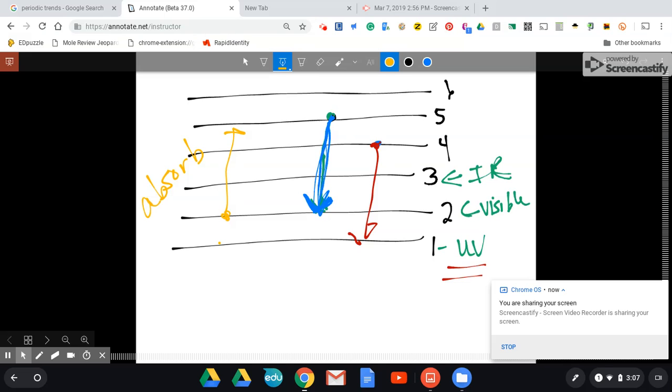Remember, anytime I'm up here and I go to 3, I give off infrared. Anytime I'm up here and I drop to 2, I give off visible. And wherever I'm up here and I drop to 1, it's going to give me UV. So a good question that I like to ask is, which has a shorter wavelength?